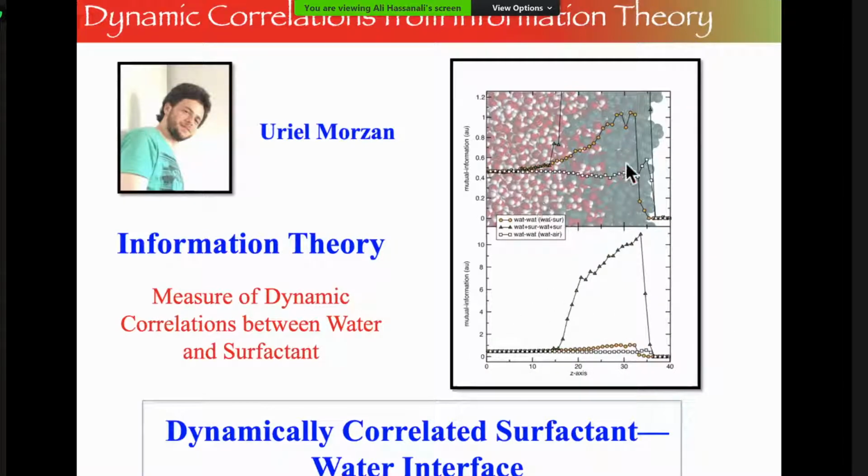Focus on this top panel here. The open white squares are the extent of these dynamic correlations at the air-water interface without surfactant. And when you put in the surfactant, you see you get a huge enhancement in the dynamic correlations. So the surfactant is enhancing the hydrogen bond network and creating a very dynamically correlated system at the interface.